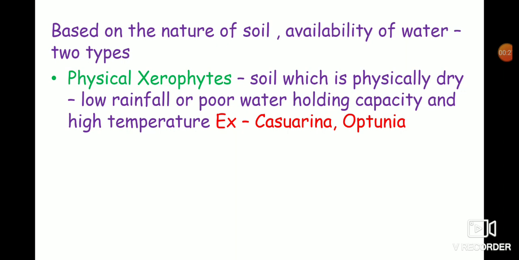Physical dryness of soil may be due to low rainfall or poor water holding capacity and high temperature in the area. Examples of the plants which grow here are Casuarina and Opuntia.